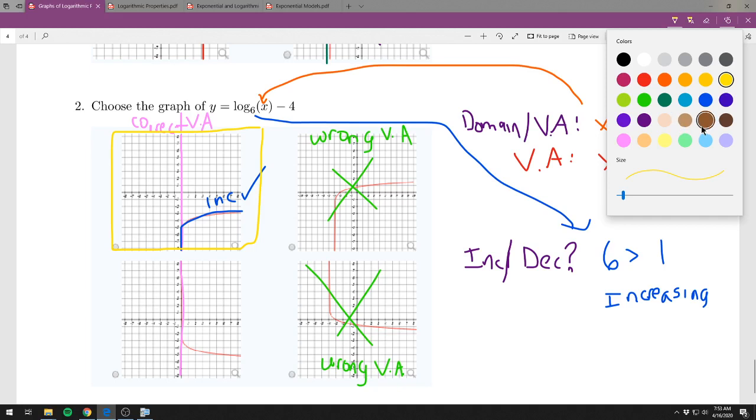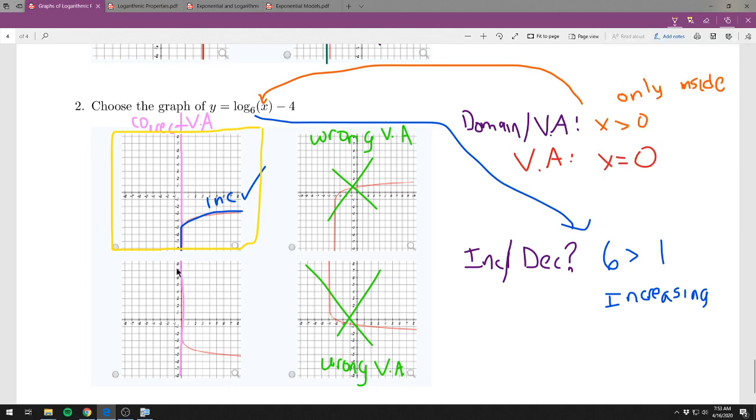The one on the bottom left, it's decreasing. As we go to the right, it moves down. Oops, didn't want to start boxing that in. Decreasing is not what we're looking for here. All right, so that's all the problems.